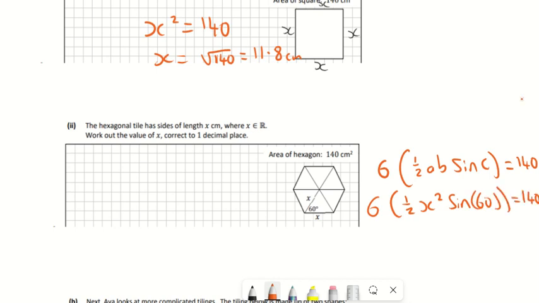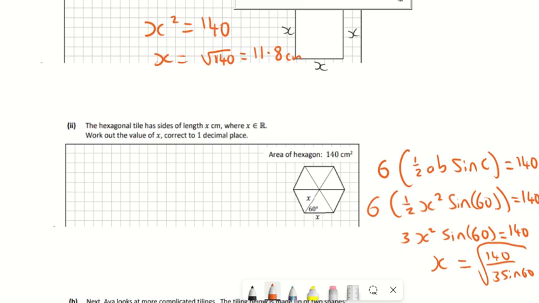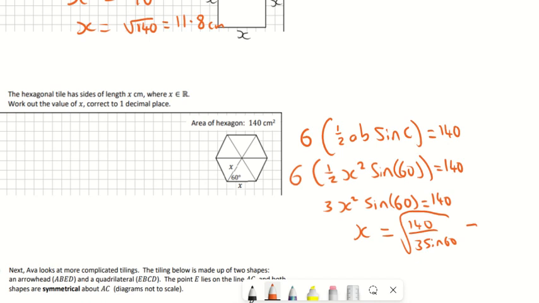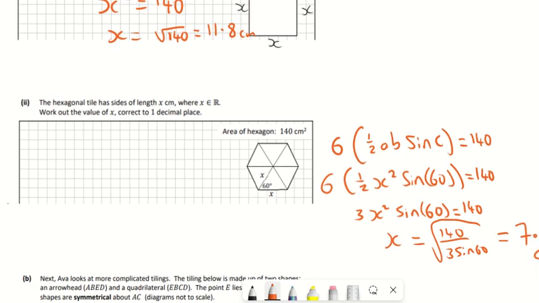Then it's just rearranging to get everything to the other side apart from x. If you multiply the 6 in, you get 3x squared sin 60 is equal to 140. So you divide by 3 sin 60, so it'll be 140 over 3 sin 60, and then the square root of all that. That gives you the final answer: 7.3 centimeters. So that's all for part A.